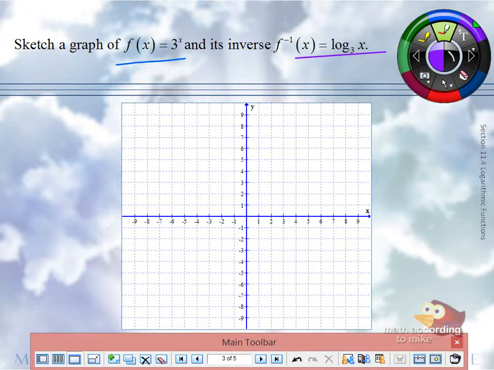Since f of x is exponential, give me 2 ordered pairs that the blue graph is automatically going to go through. 0, 1, and 1, 3. And it's going to have a horizontal asymptote at the line y equals 0.